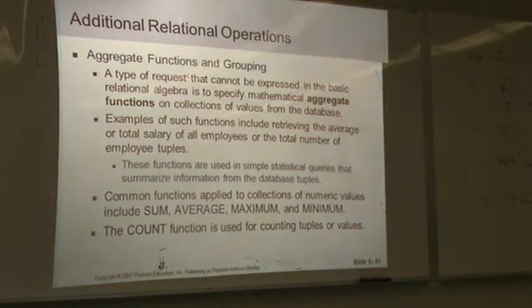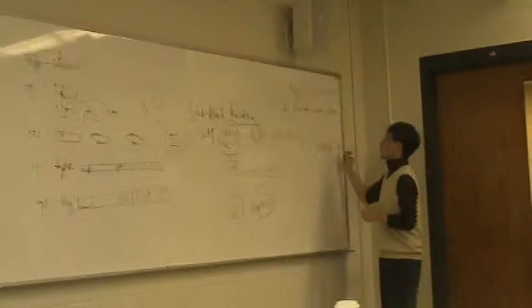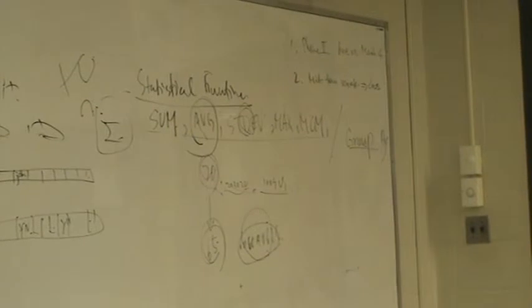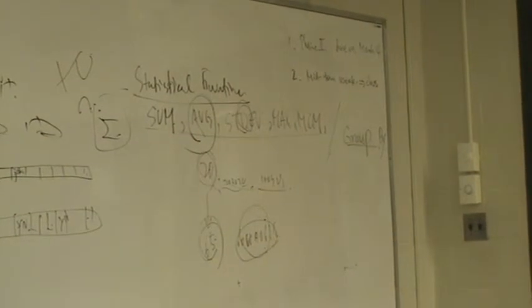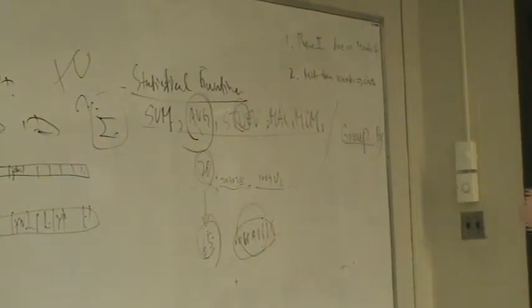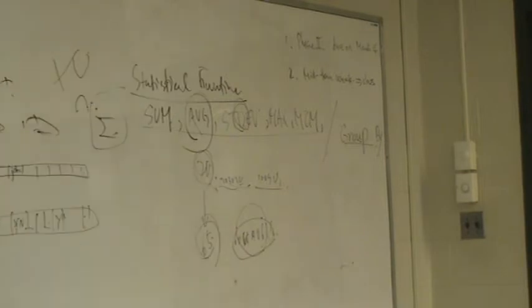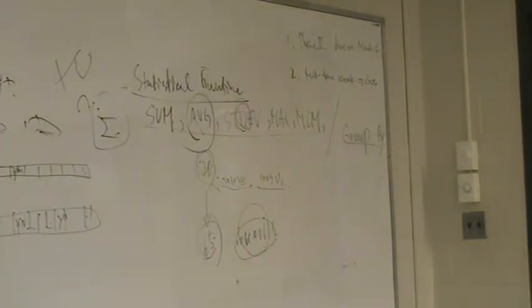That is aggregate function. So such a statistical function requires a grouping. Group by operation. So group by department, group by the gender, group by city, group by something. Okay, and you can apply the statistical function, that is the sum, average, maximum, minimum, count, not median. Okay?